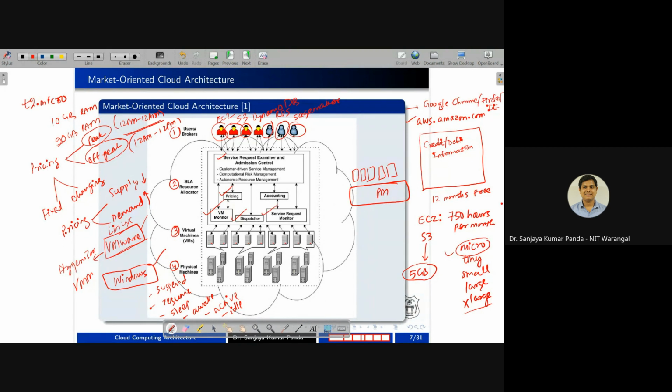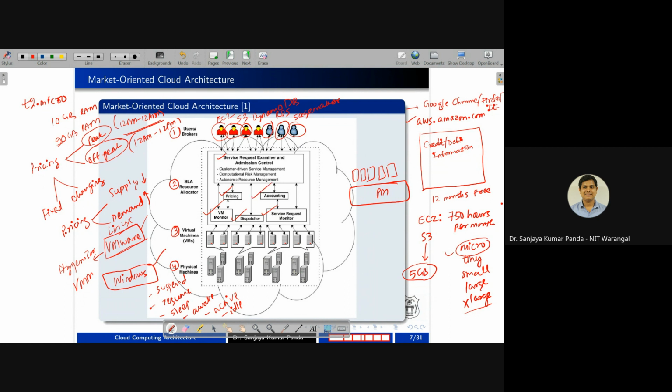Similarly, another unit is called the service request monitor unit. For monitoring the virtual machine or infrastructure, we are using the VM monitor. But on the other side, we have the service request, which is submitted by whom? The service request is submitted by the user. So whether a user request is processing, on hold, or completed, for that we have a service request examiner or monitor unit, which will check the status of each and every service request.